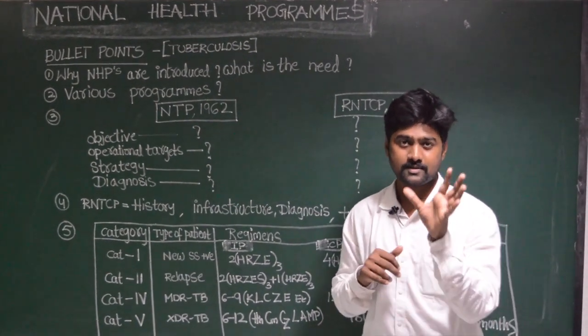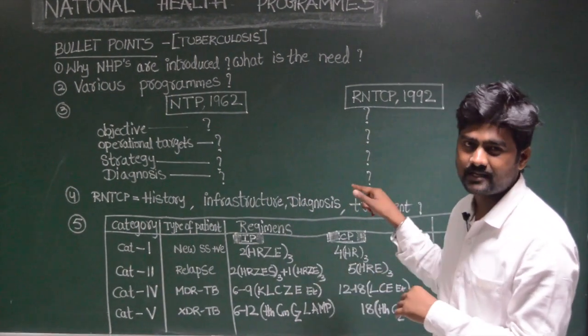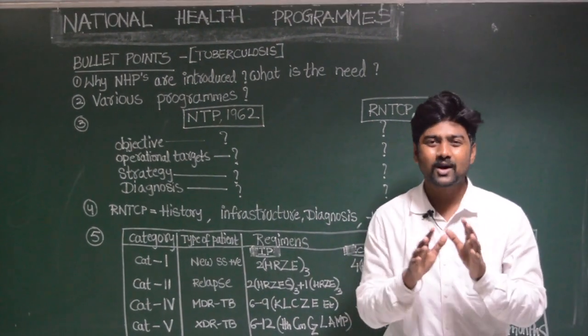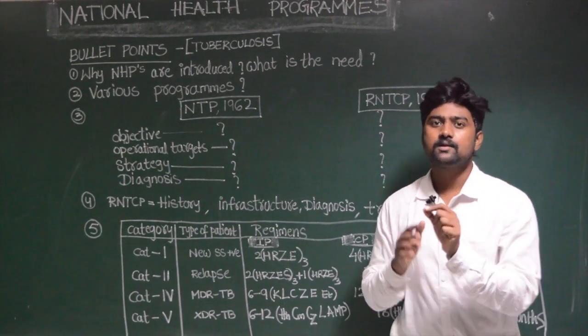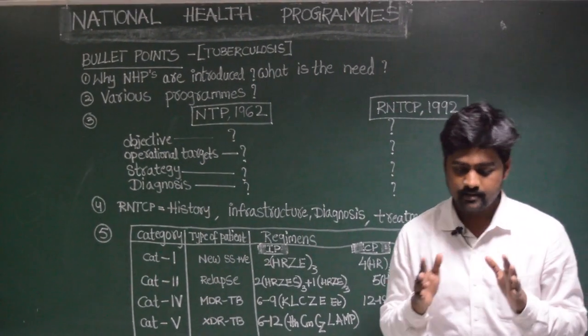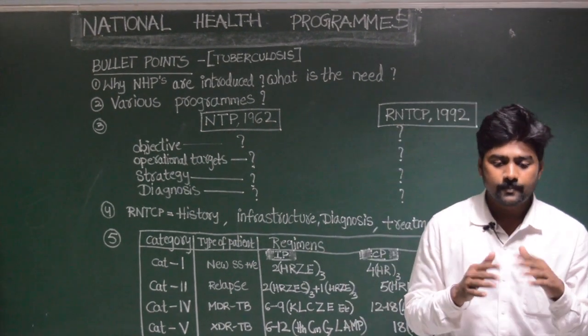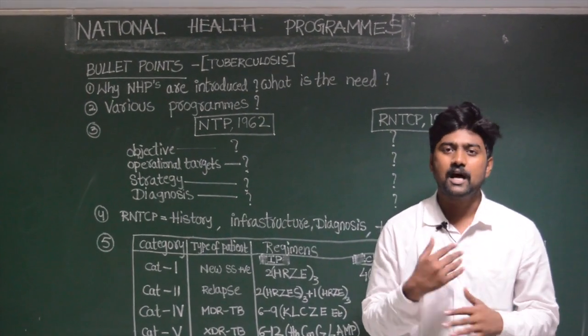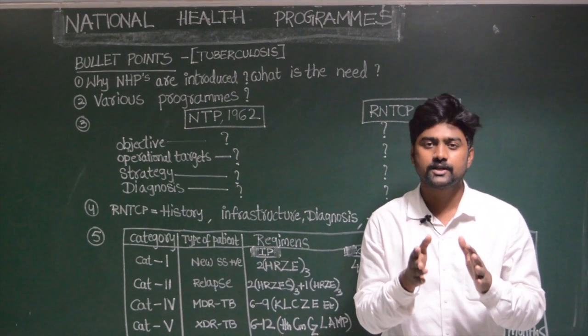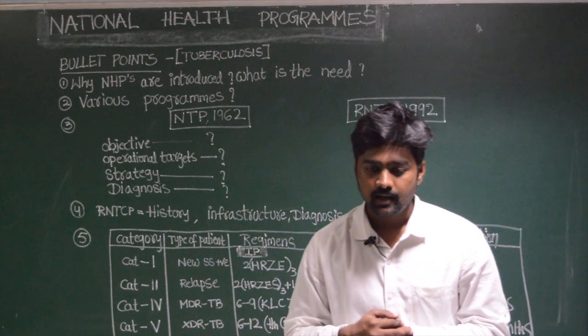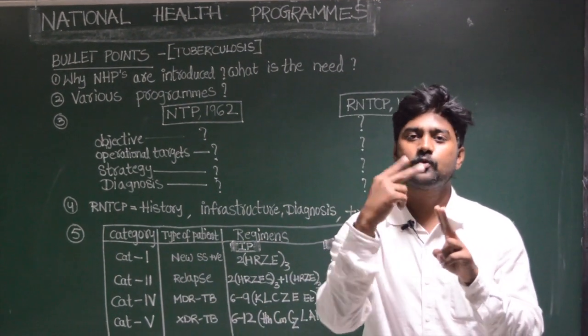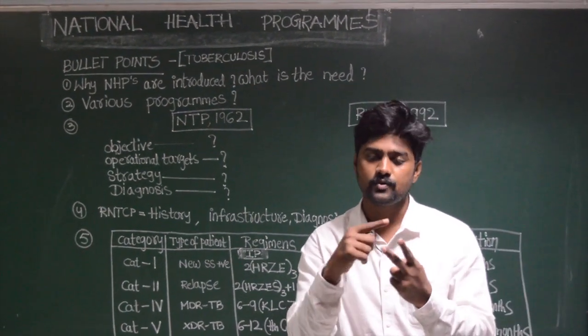There is DOTS therapy, which is the strategy of RNTCP. What is this DOTS therapy? Directly observed treatment short course. In this DOT therapy, the person will be directly observed. The patient who is infected with TB will be directly observed during the management. The treatment will be of 2 phases, initial phase and the continuation phase.